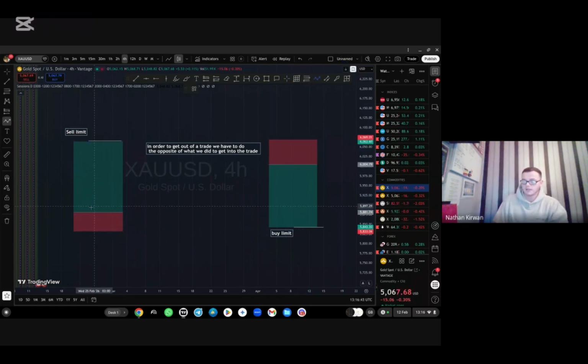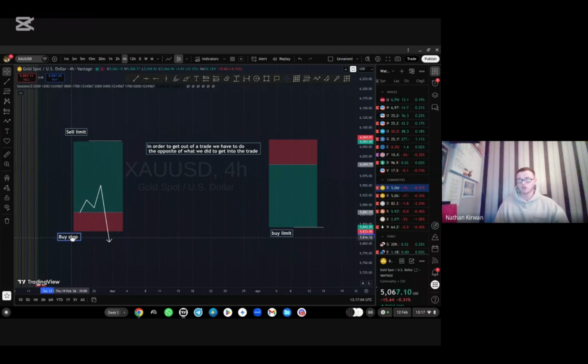Say, for example, we entered into a trade and it does that. Well, what's that? If this is a sell limit order, then this must be a sell stop order. Why? Because it can't be a buy order because we bought into the market. So you can't buy into the market and buy back out of the market. It's not how it works. So this is going to be your buy stop order.